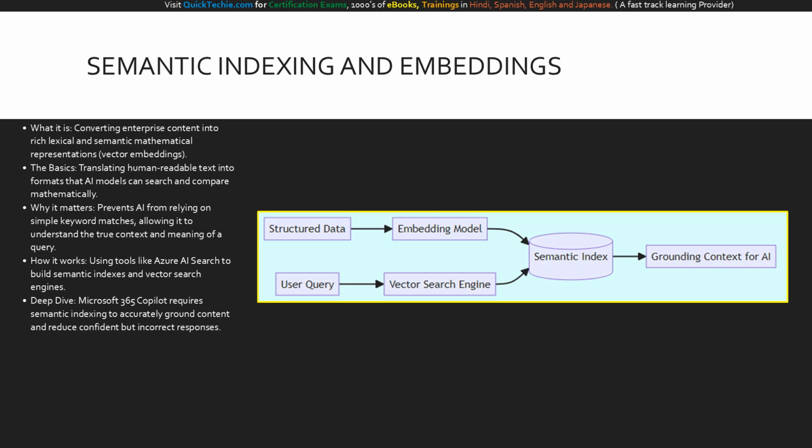Now, follow the path from the bottom left. A user query enters the system, which is also rapidly converted into a vector by the vector search engine. The engine compares the user's query vector against the entire semantic index to find the closest mathematical and contextual matches. Finally, the best matched data flows into the grounding context node on the right, perfectly formatted and ready to be fed to the AI model. This visual completely captures the mathematical bridge between raw business data and intelligent AI comprehension.